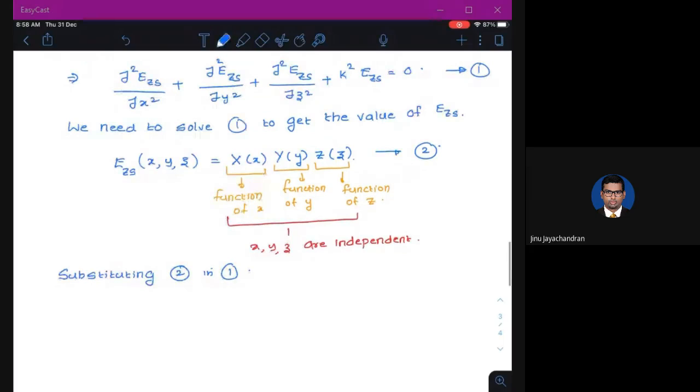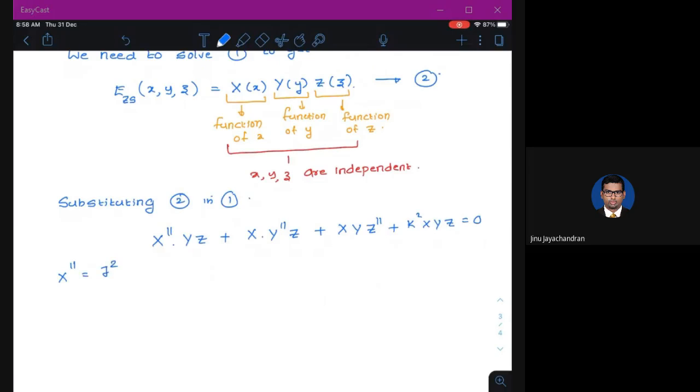Okay. So I can write this as X double dash into YZ plus X into Y double dash into Z plus XY Z double dash plus k square XYZ is equal to 0, where X double dash is d square X by dx square, Y double dash is d square Y by dy square, and Z double dash is d square Z by dz square. Okay, that's equation number 3.